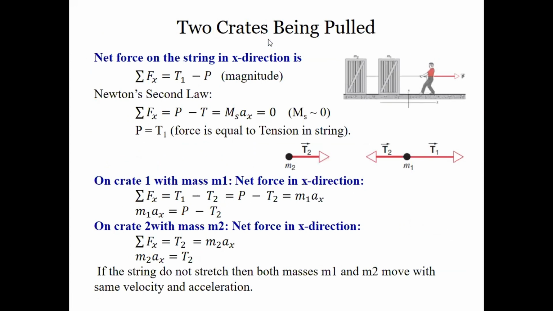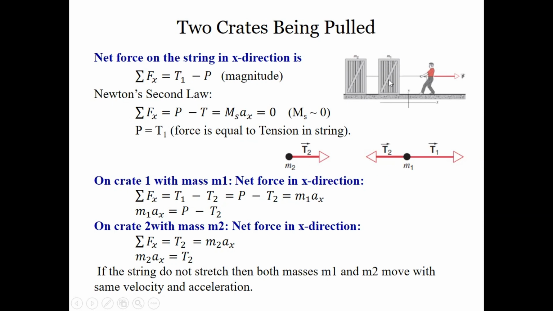Let's extend this problem further to two crates that are being pulled. Now look at the first crate and man. There is a rope. Man is pulling it with the force P. The mass is M1. The mass M1 is attached to M2 through a rope. And once this mass starts moving, then there is a tension in this intermediate rope and it pulls mass M2. So first we look at the mass M1 and then we look at the mass M2.